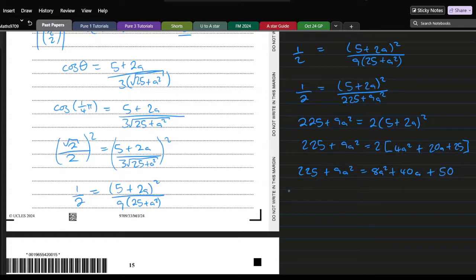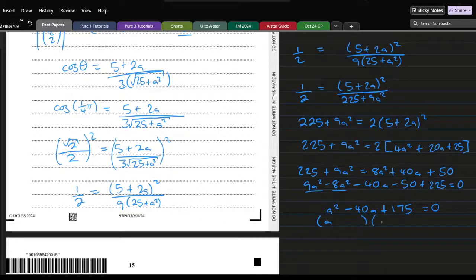Let's put everything on one side, so we've got 9a squared minus 8a squared minus 40a, be careful with your signs here, minus 50 plus 225, and this is equal to 0. So 9a squared minus 8a squared gives us a squared. Then we've got minus 40a. Then we've got minus 50 plus 225, which gives us a positive 175. And this is equal to 0.